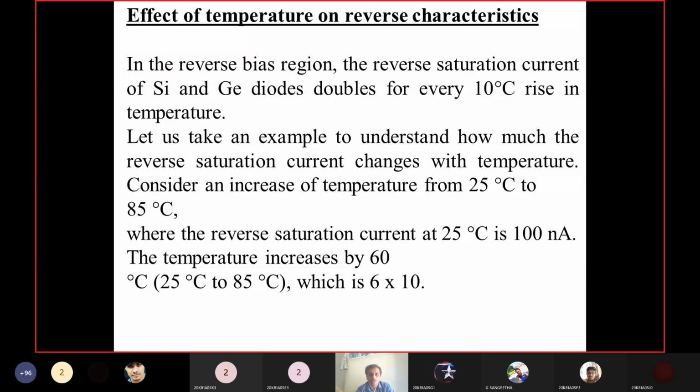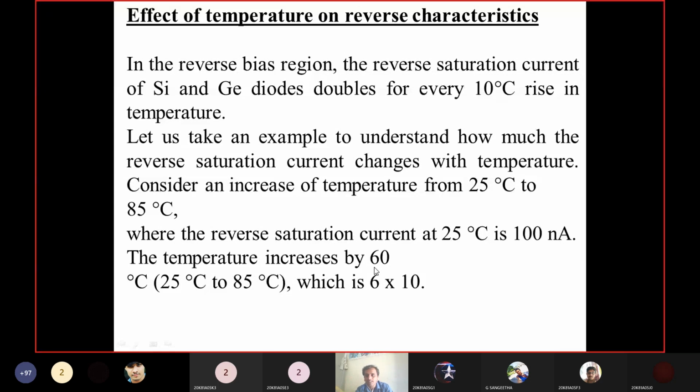Now let us take 25 degrees centigrade, same. The reverse saturation current is 100 nano amperes. Similarly, we are increasing up to 85 degrees centigrade. That means the difference between these two is 60 degrees, so the temperature increase here is 60 degrees.